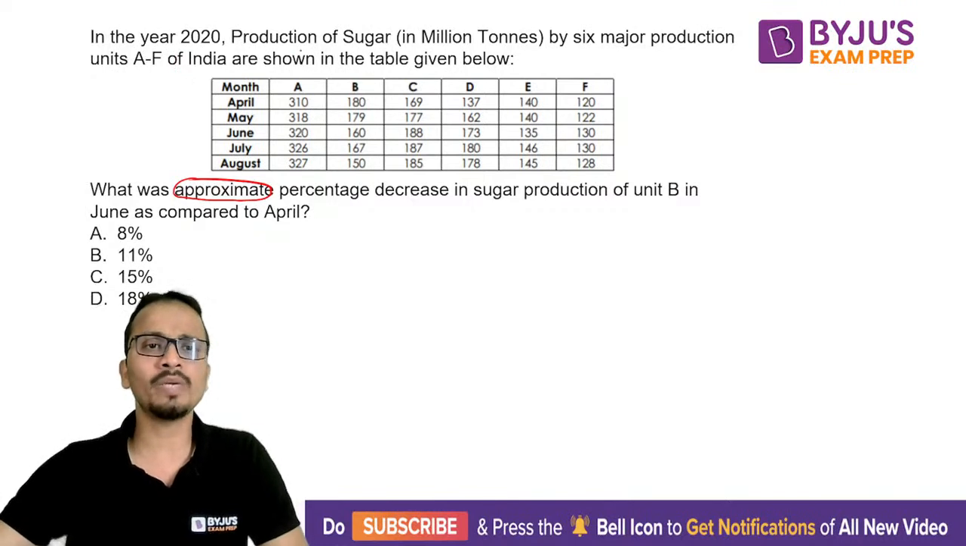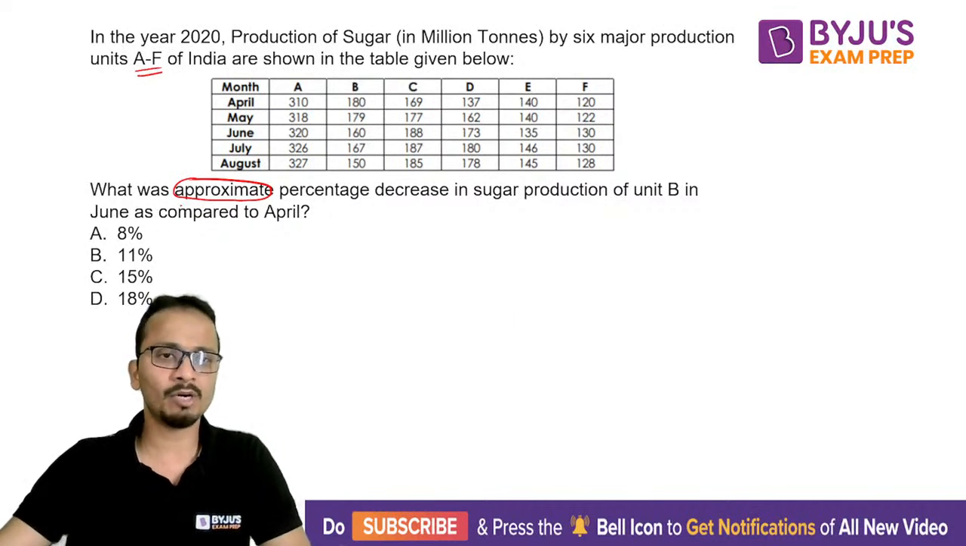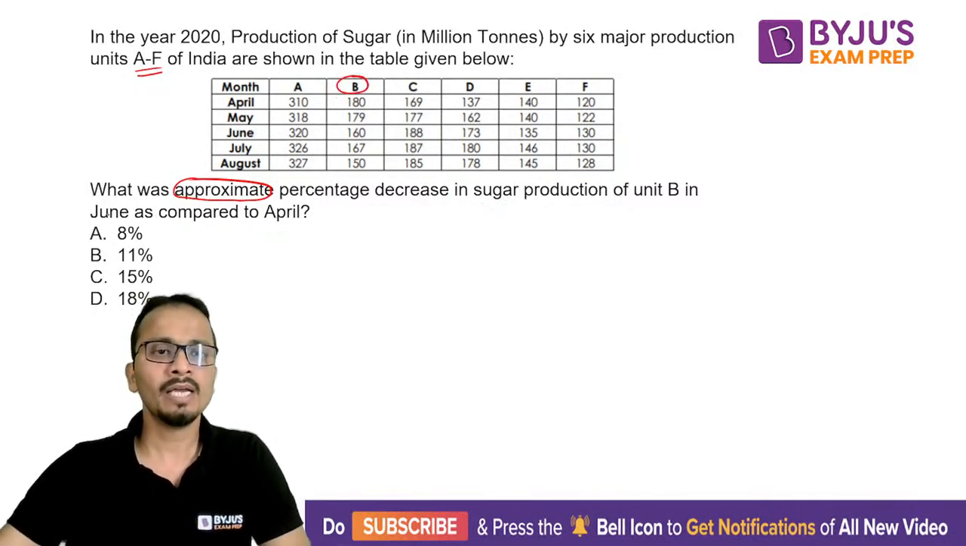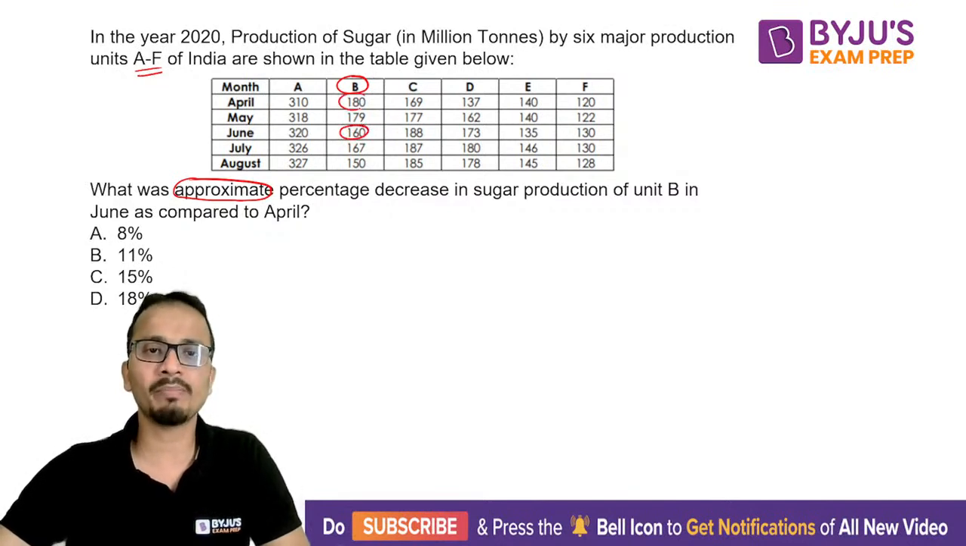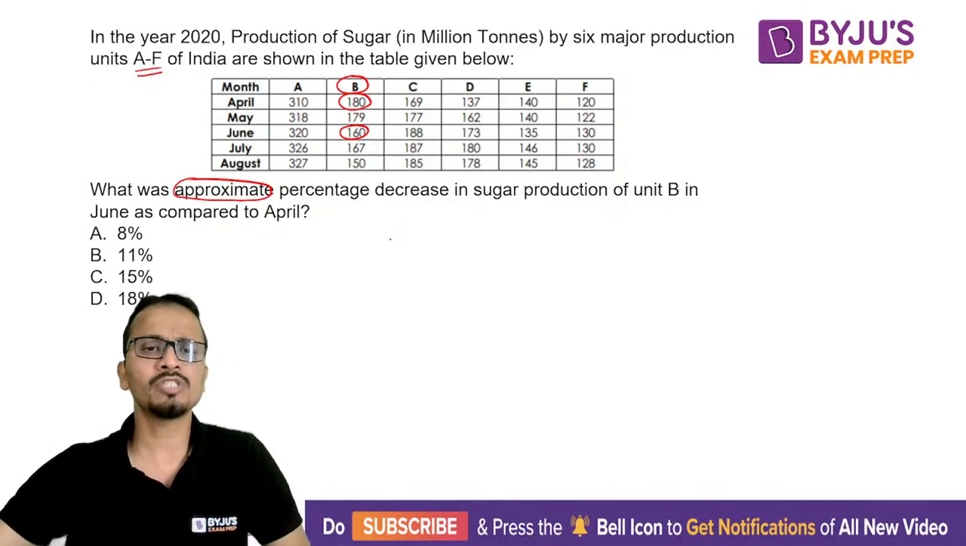In the year 2020, production of sugar in million tons by 6 major production units A to F. So there are 6 major production units given, and their monthly production is given for the months of April, May, June, July, August, for all these 6. The question is asking about what was the approximate percentage decrease in sugar production of unit B in June, which is 160, as compared to April. So basically from April to June we have to find out the percentage decrease.